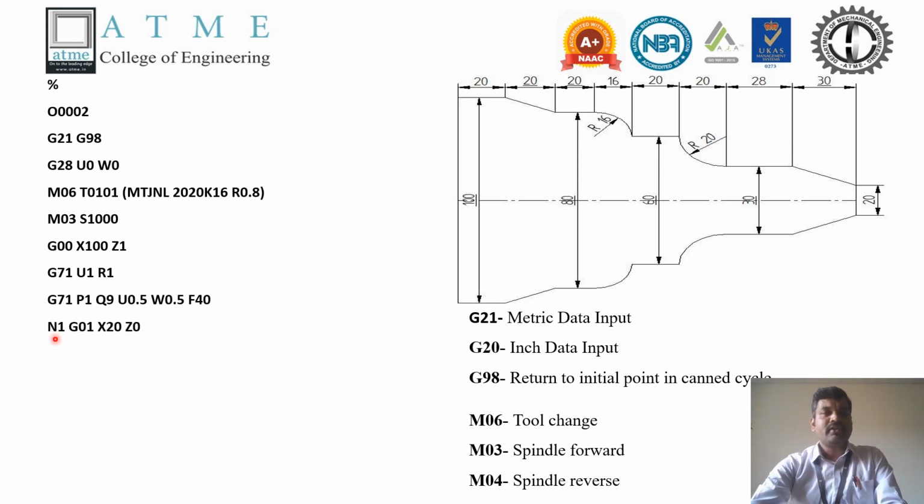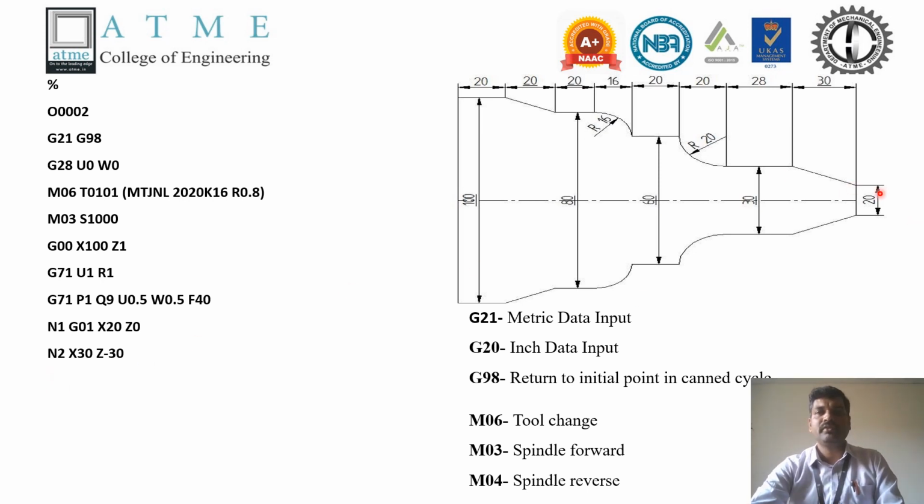This is the sequence number. You can add it for every line or from some line onwards. That is the sequence number N1, the initial block number. The tool has to move linearly to this position, G01 X20 Z0. You can observe here this is the initial diameter 20. So Z0 is exactly at this position, X equals positive 20 and Z equals 0. That is the initial block number.